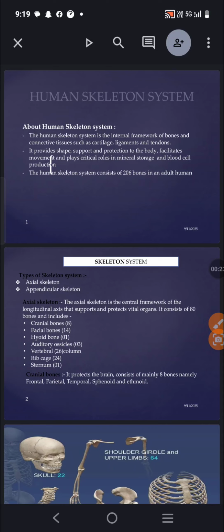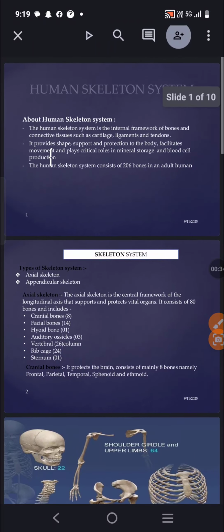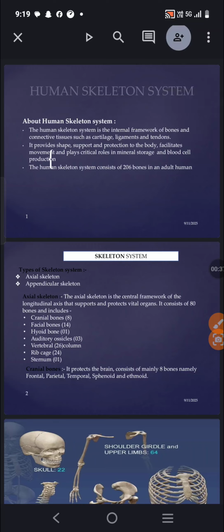The human skeleton system is the internal framework of bones and connective tissue such as cartilage, ligaments, and tendons. It provides shape, support, and protection to the body, facilitates movements, and plays critical roles in mineral storage and blood cell production. The human skeleton system consists of 206 bones in an adult human.